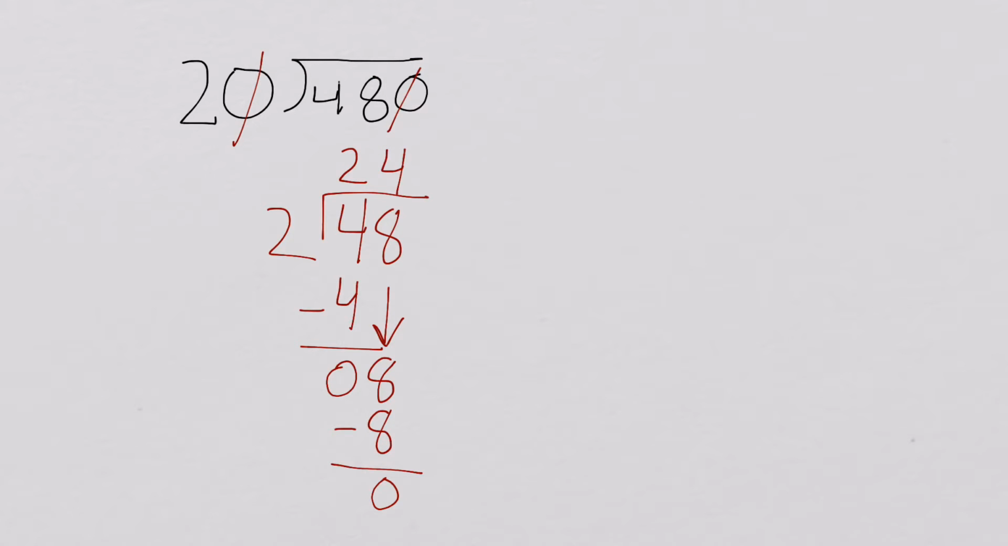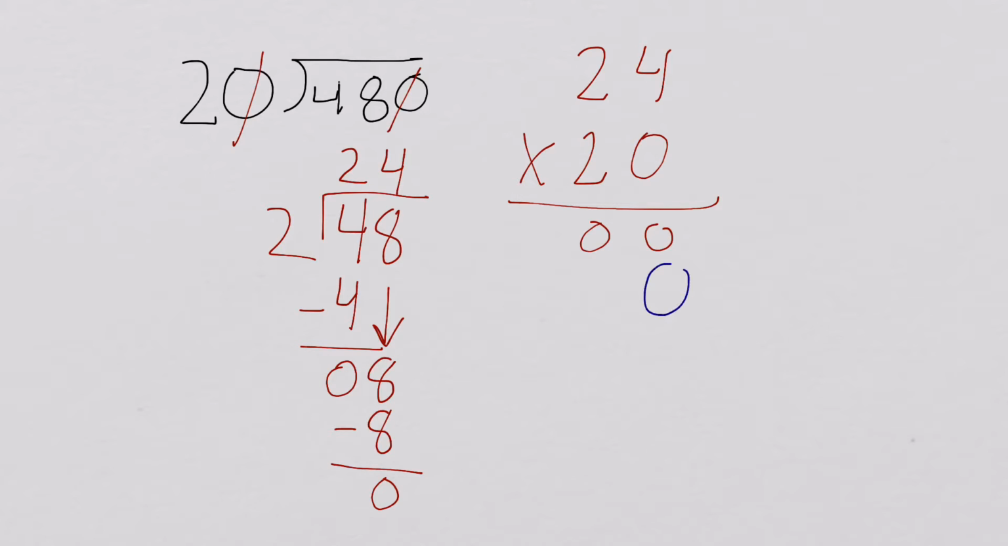Well, let's check by going 24 times 20. Our first partial product is just going to be 0. 0 times 4 is 0. 0 times 2 is 0. Now, put in our 0 because we're moving over to the tens place. 2 times 4 is 8. 2 times 2 is 4. And when we add them together, we still get that dividend that we wanted to have. 480 matches. So it doesn't matter that we took off those zeros. So that's one shortcut that we can use.